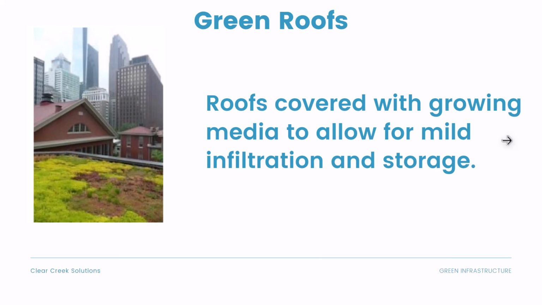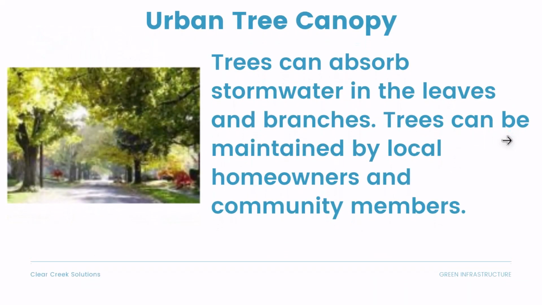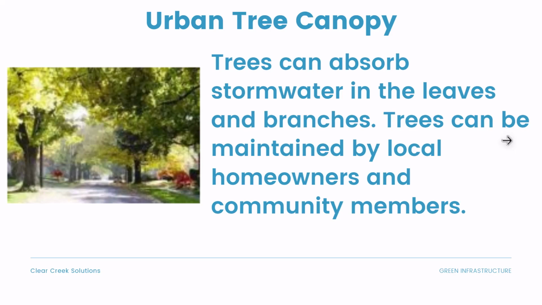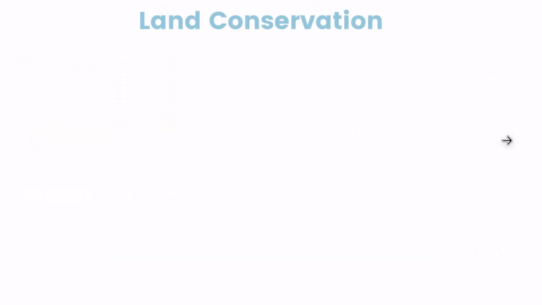And then we have green roofs. Green roofs are covered with growing media to allow for mild infiltration and storage. You can see that we actually have plants on the top of the roofs. It can store some water, infiltrate it, and store it on the roof for a short period of time during an extreme rain event. We have urban tree canopy, and these trees can absorb stormwater in the leaves and branches. This is pretty standard for what a tree does. And trees can be maintained by local homeowners and community members as well.